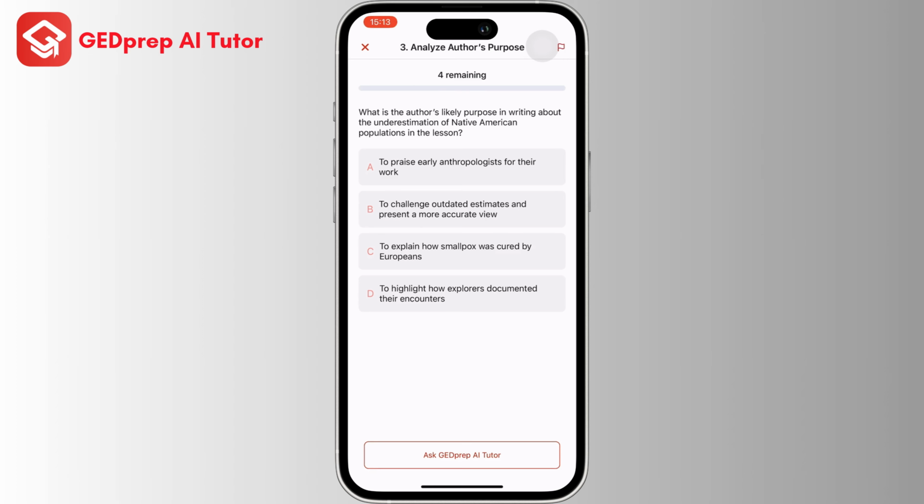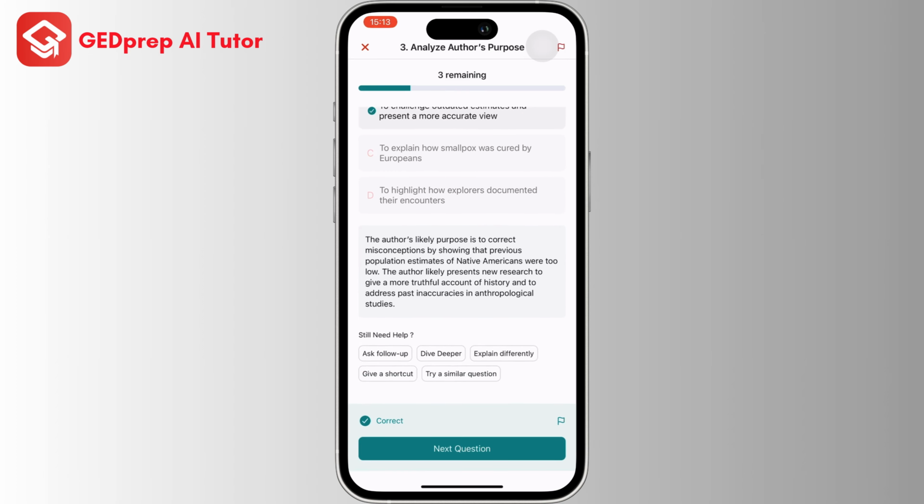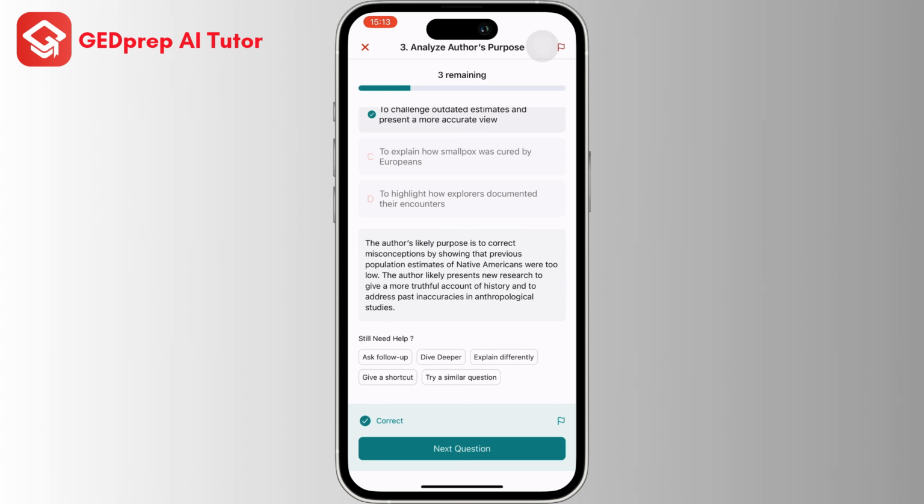The correct answer is to challenge outdated estimates and present a more accurate view. Explanation. The author's purpose is to correct misconceptions about Native American populations at the time of European arrival. Earlier estimates were too low because they did not account for disease-related deaths that occurred before direct contact. By presenting new research, the author aims to provide a more accurate and truthful historical account while addressing the limitations of earlier anthropological studies.